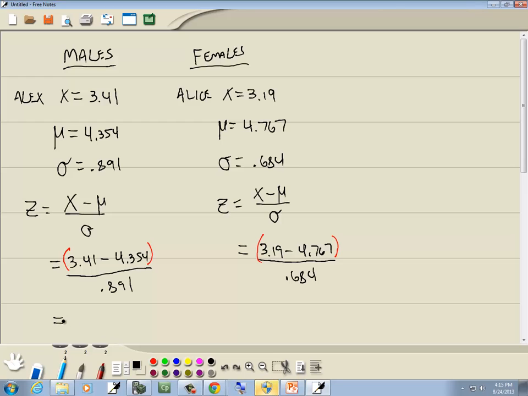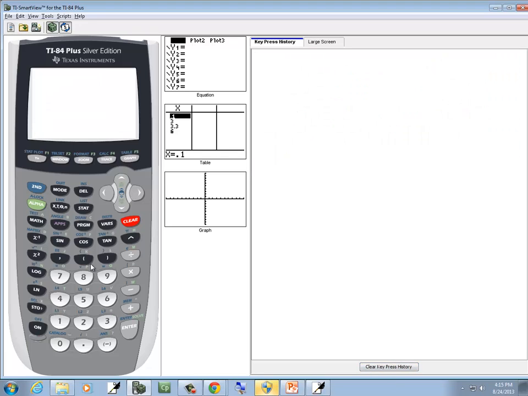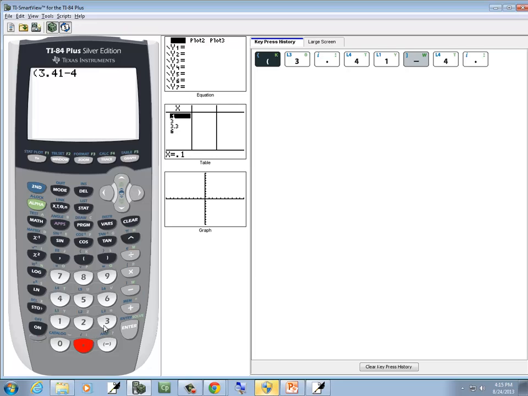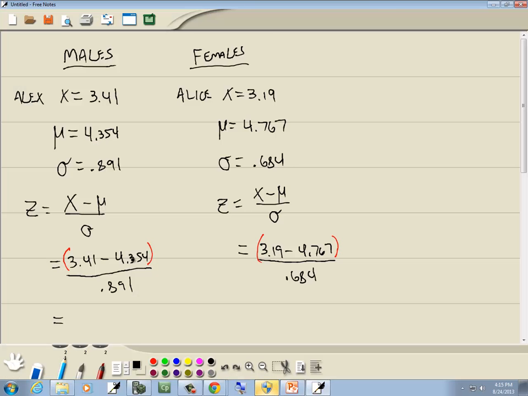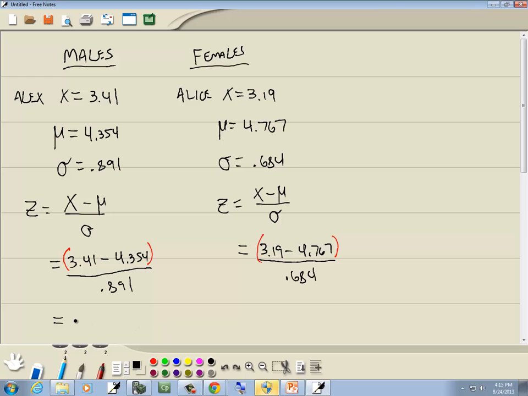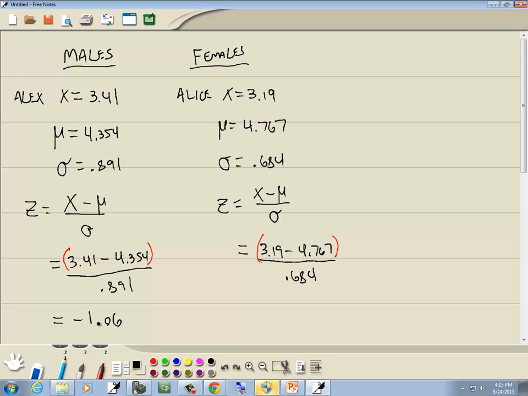So let's see what that gives us. We'll do a clear to clear that out. I'll do my beginning parentheses, 3.41 minus 4.354 closing parentheses divided by 0.891. And usually you round these to 2 decimal places. So this will be a negative 1.06.